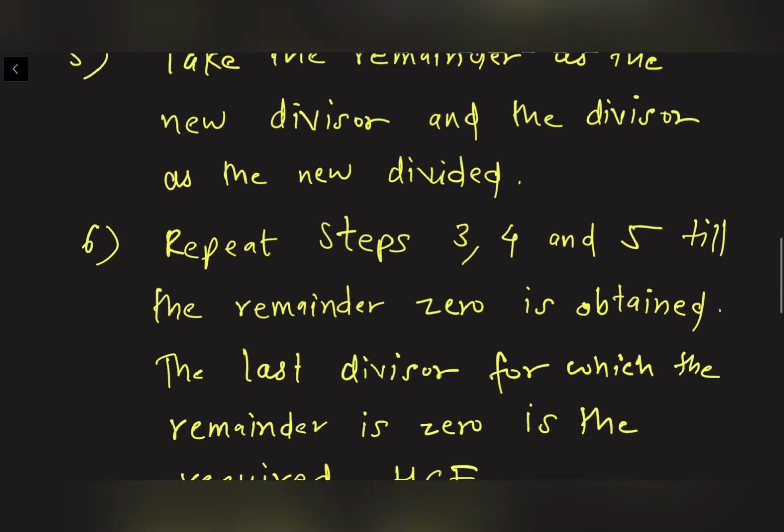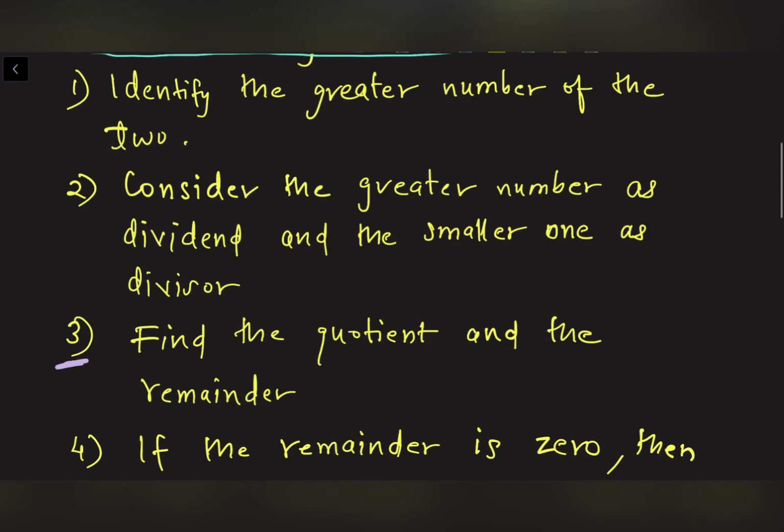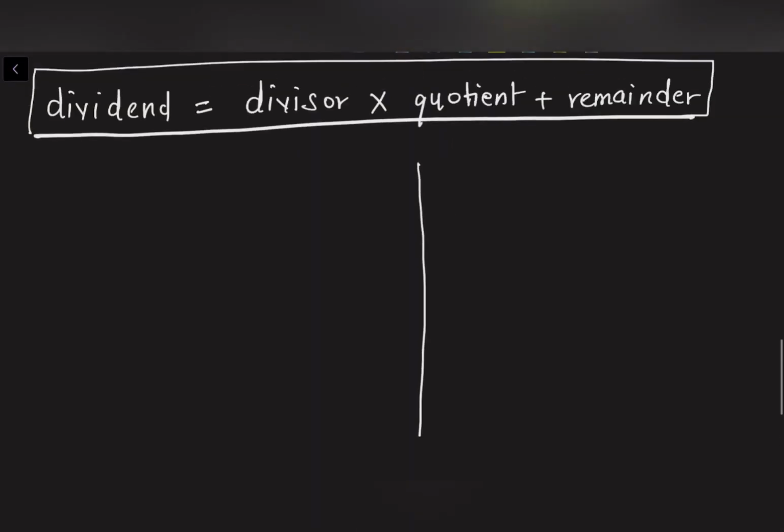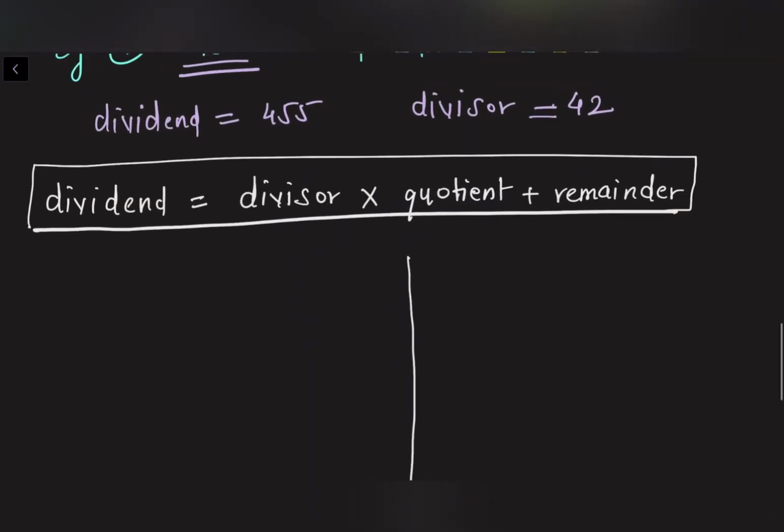So what is the step? Yes, we have to find the quotient and the remainder. So let us find the quotient and the remainder.